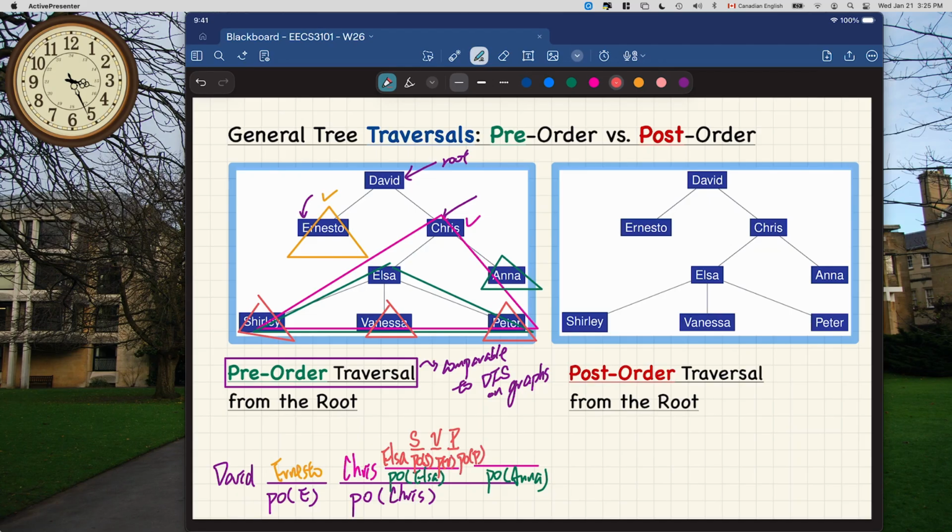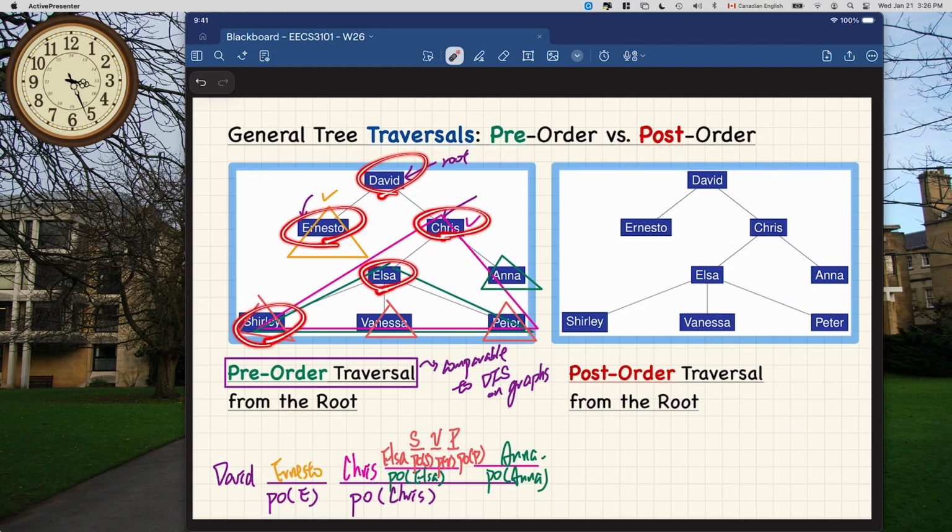Right? Finally, I'm done with this. How about pre-order on Anna? Just Anna, right? So the ultimate pre-order you will have is David, Ernesto, Chris, Elsa, Shirley, Vanessa, Peter, followed by Anna. That's the sequence. But you ought to also be very careful about exactly how the correspondence can be shown.